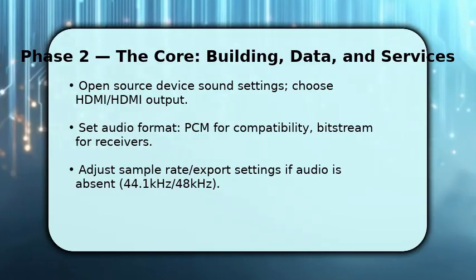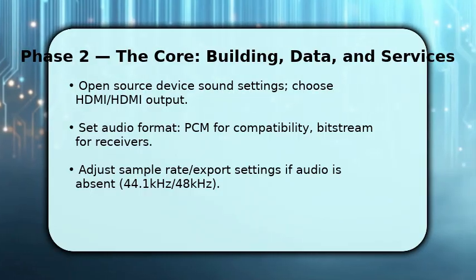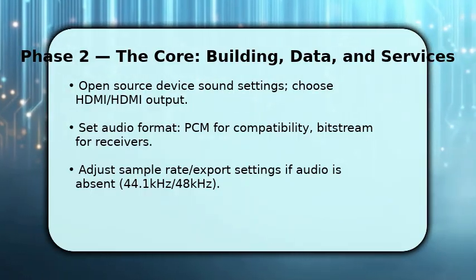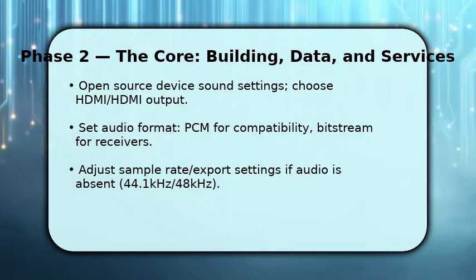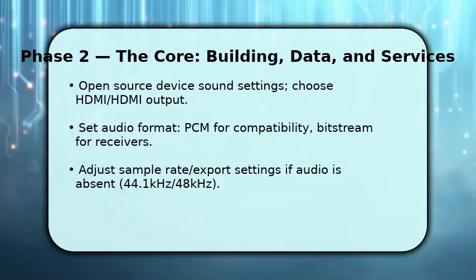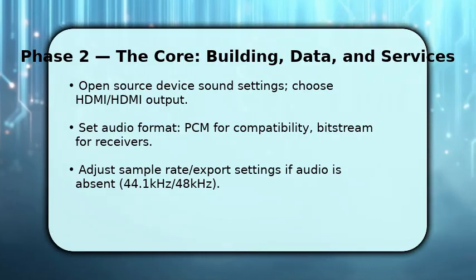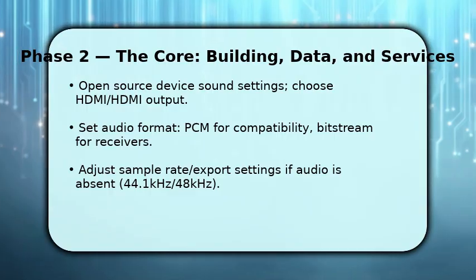Next, configure the source device so it sends sound over HDMI. On a PC, open Sound Settings and select the HDMI device as default output. On a console, choose HDMI audio. Once selected, pick an audio format. Use PCM for simple TV speakers, or Bitstream if you've connected an AV receiver that will decode Dolby/DTS.